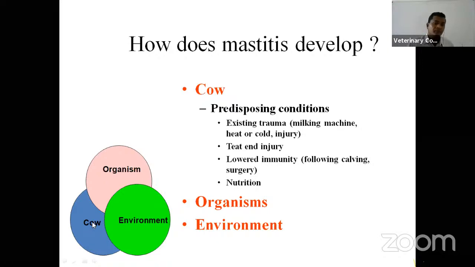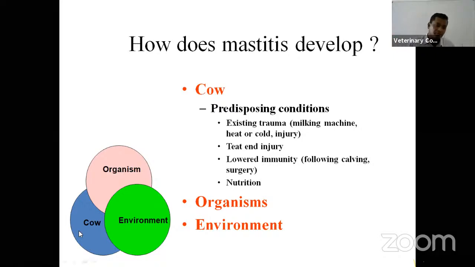Whenever the cow is immunosuppressed, or has some trauma or injury, or is suffering from some other health ailments, then it is more prone to mastitis. For example, we studied in Chamrajnagar that cows having warts on the teats had more mastitis incidence than the healthy ones.